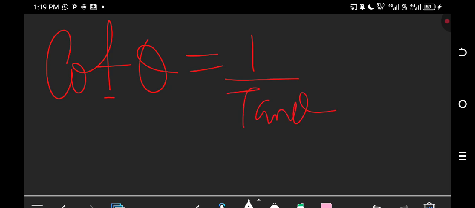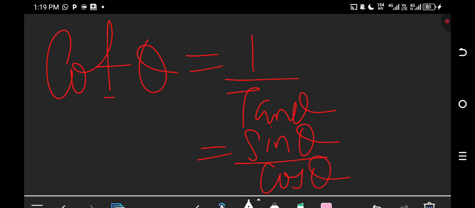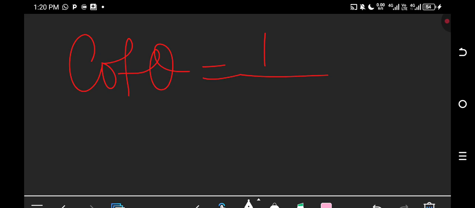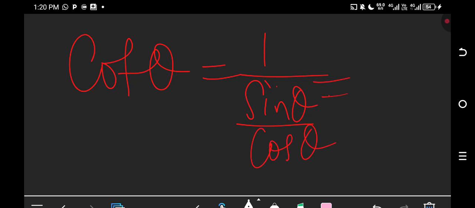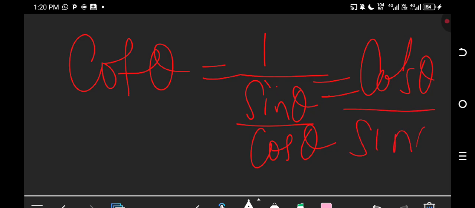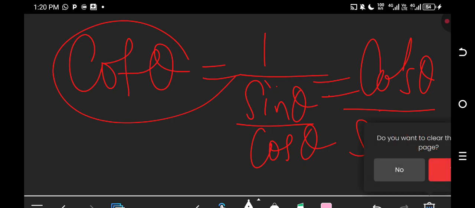But for this cot theta, we know that tan theta is simply equal to sin theta over cos theta. So we can derive another identity for cot theta. We can basically say cot theta is equal to 1 over tan theta. Tan theta, we said it is simply sin theta over cos theta. So you simply interchange this, you'll be able to get cos theta over sin theta. So that is the basic trig identity for cot theta.